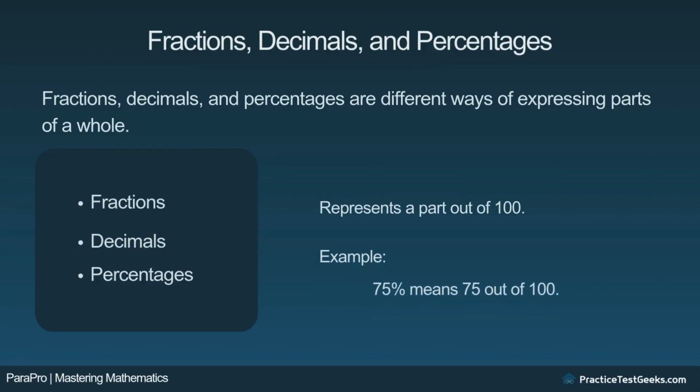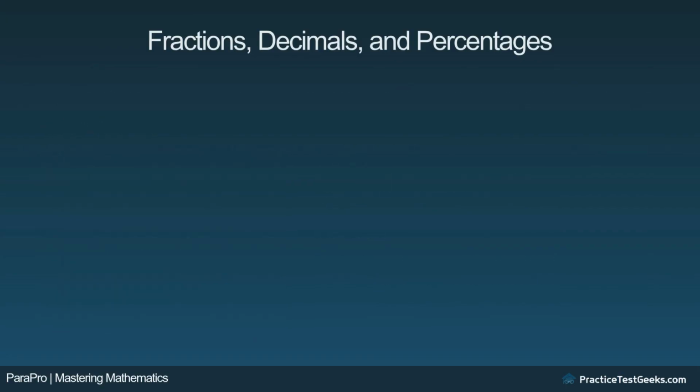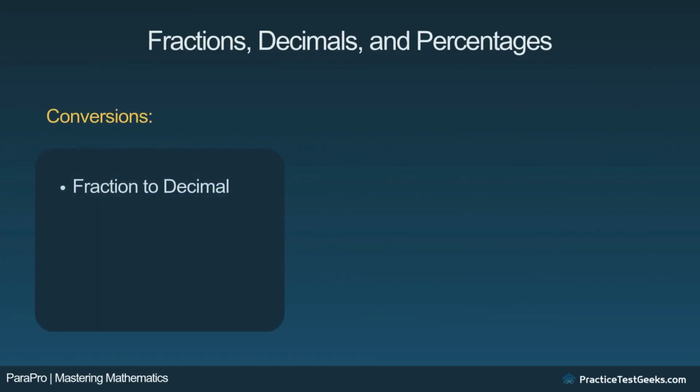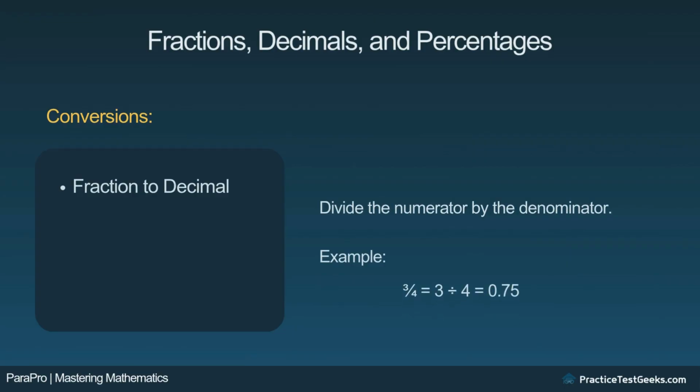75% means 75 out of 100. Conversions, fraction to decimal. Divide the numerator by the denominator. Example: 3/4 equals 3 divided by 4 equals 0.75.